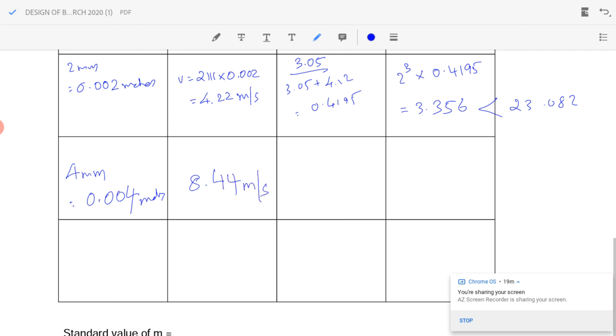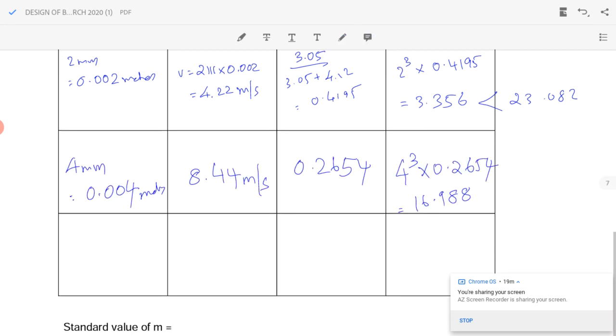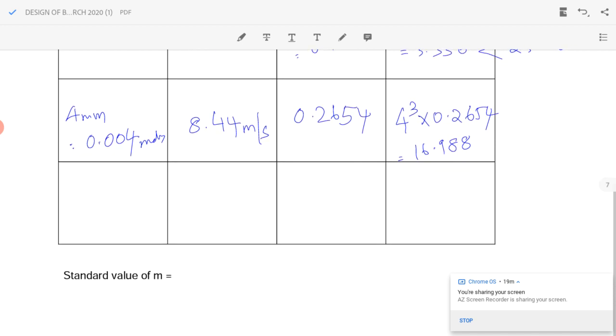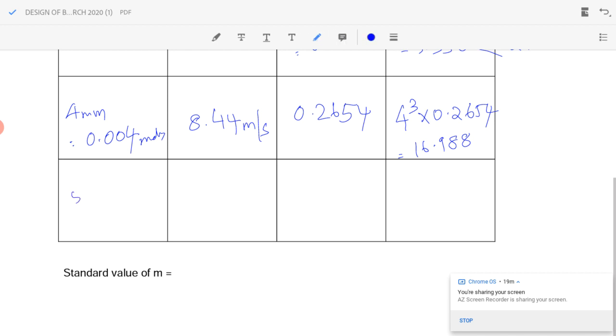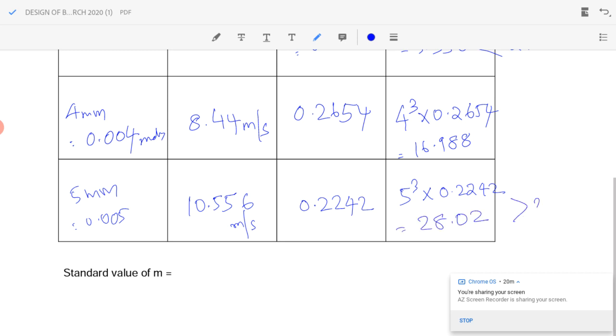CV will be equal to, substituting the same equation, I will get 0.2654, and M cube CV will be equal to 4 cube into 0.2654, 16.98, which is also lower, so 4 mm is not safe, but it is nearer to 23, so I will take the next increment of 1 mm. I will take 5 mm equal to 0.005 meters. Velocity will be 10.556 meters per second. CV will be equal to 0.2242. M cube CV will be 5 cube into 0.2242 equal to 28.02, which is greater than the required value 23.082. So I can select this 5 mm as a standard module. So standard module M equal to 5 millimeters.